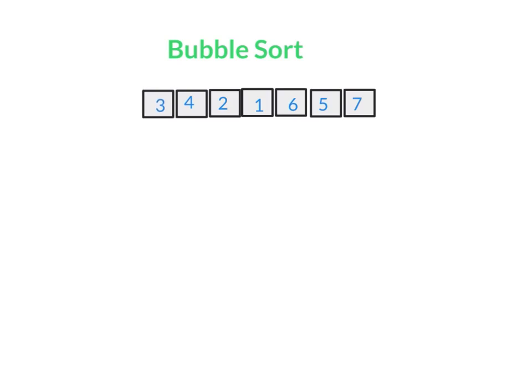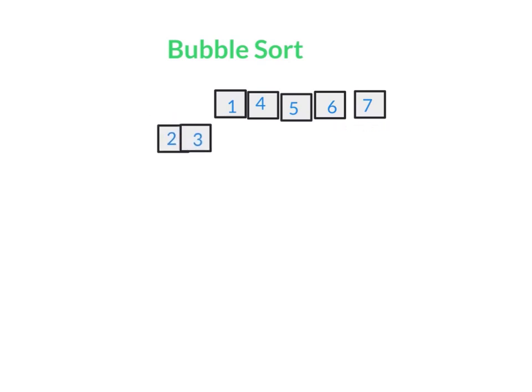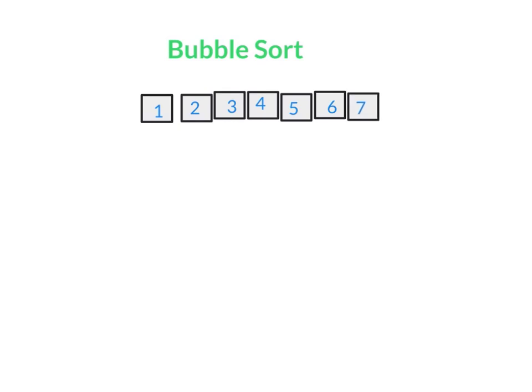3 and 4 are in order, 4 and 2 are out of order, 4 and 1 are out of order, 4 and 6 are in order, now 5 and 6 were out of order, we swapped them, and now they're in order. So now these last two elements are in the correct place. On the next pass, 2 and 3 are out of order, 1 and 3 are out of order, 4, 5, 6, 7 are all in order. With our next pass, 2 and 1 are out of order, 3, 4, 5, 6, 7, everything else is in order. And actually, we can be a little more efficient because we can keep track of how many runs we've made, and we know that after n runs, n items are in sorted order. So for example, after the fourth run, these are all going to be in the correct order, so we really only need to focus on these three elements.